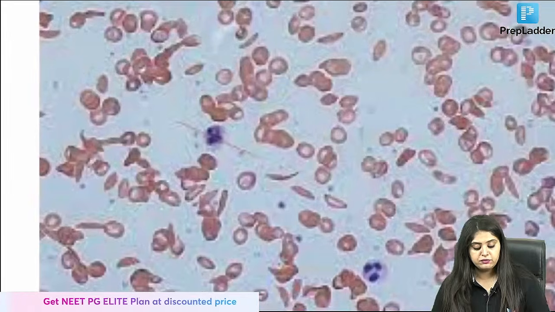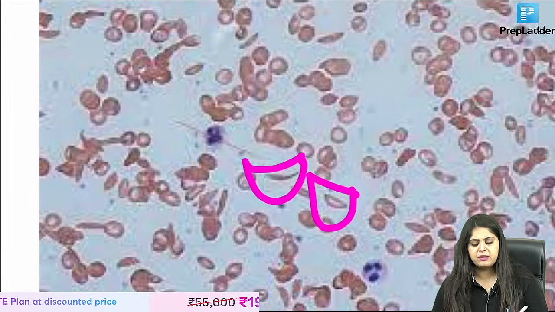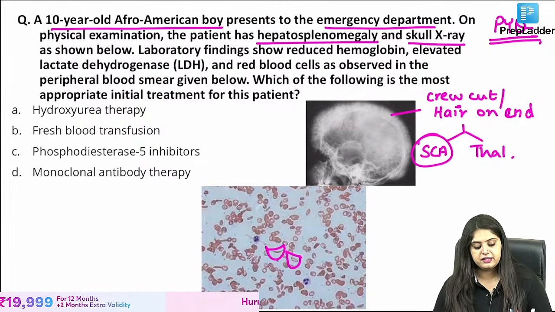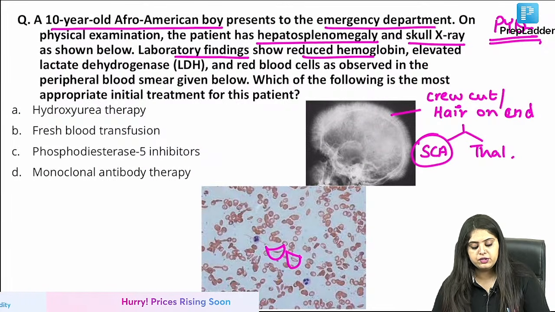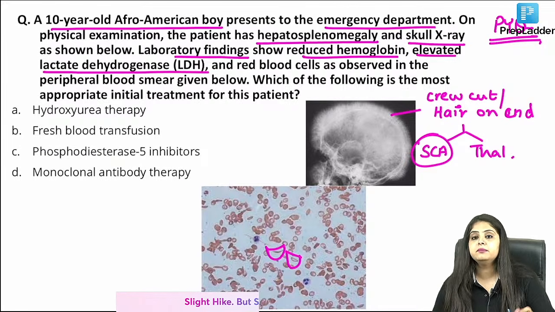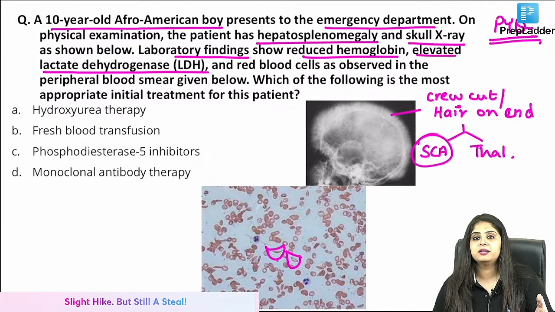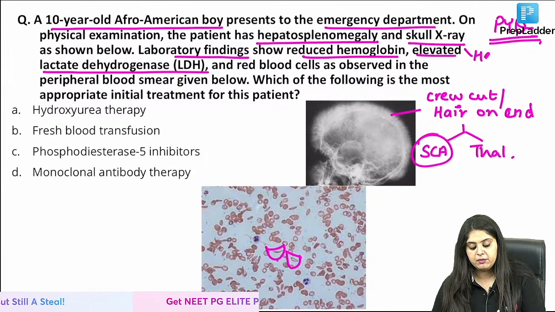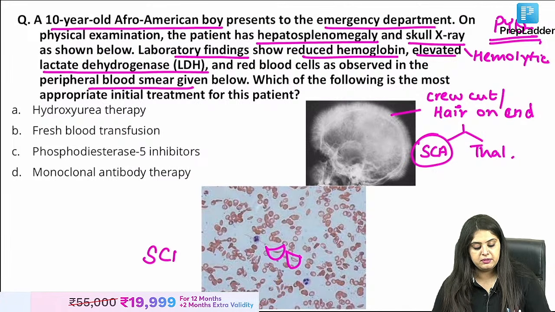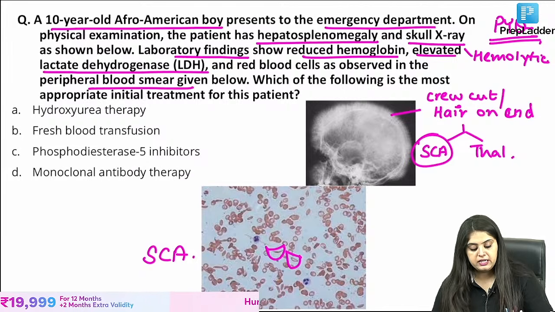But now when I saw the photo, I can see sickle cell. So I'm not confused whether it is sickle cell or thalassemia. Here they're talking about sickle cell. Lab investigations show reduced hemoglobin because it is anemia. Elevated LDH. Whenever the blood breaks, enzymes come out of the blood. This means they're trying to tell me about blood breakage, hemolytic anemia. Red blood cells are shown in the picture below. Sickle cell anemia. What is the most appropriate initial treatment?